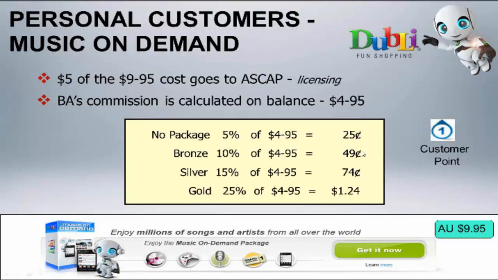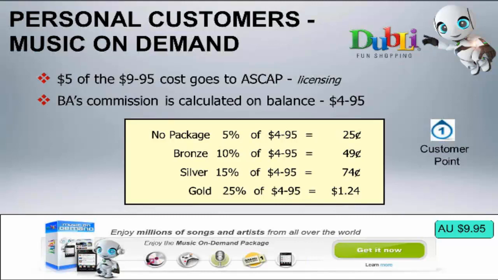The silver, you'll earn 74, and the gold, you'll earn $1.24. That's 25% of the $4.95. You'll earn $1.24. So for every customer, this is what you're going to earn for every customer subscribing to this package. You see, it's quite simple, isn't it? The plan is very, very simple. It's just that there's a lot of different components for you to understand, but it's the same calculations across the board.